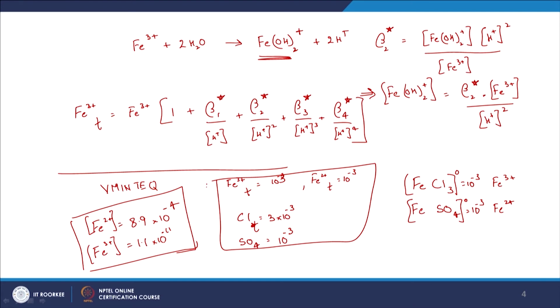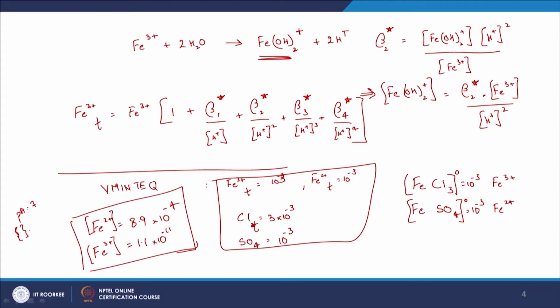So this is the case for when pH is equal to 7 and the activities of the relevant total metals are equal to 10 power minus 3. After plugging in the relevant components into Vmintech, we saw that the actual free metal concentration of this Fe3+ is much lower, by 8 orders of magnitude. Earlier it was 10 power minus 3, now it's 10 power minus 11.